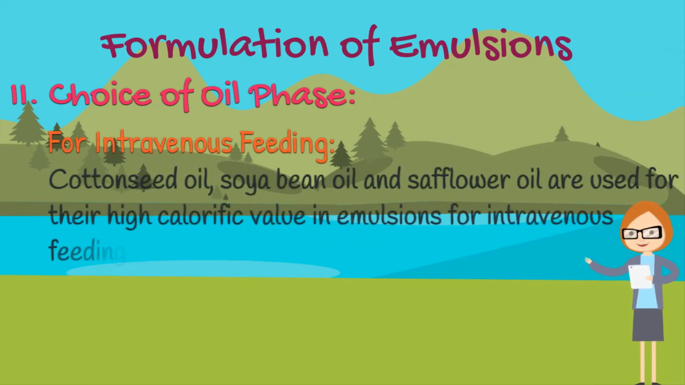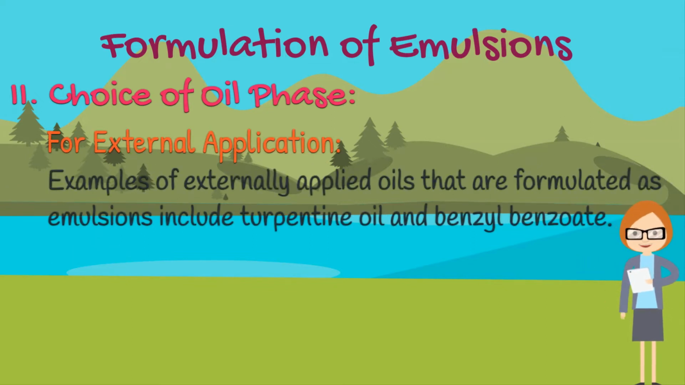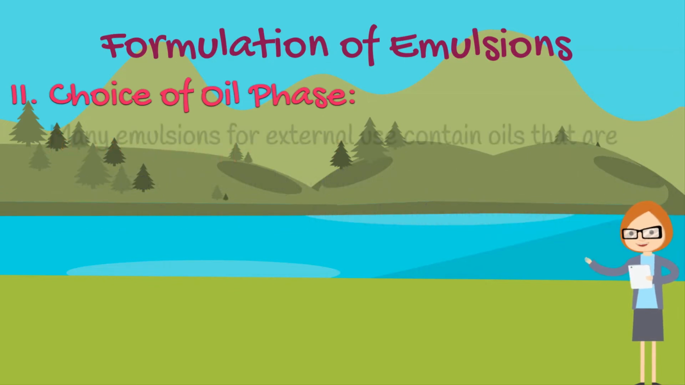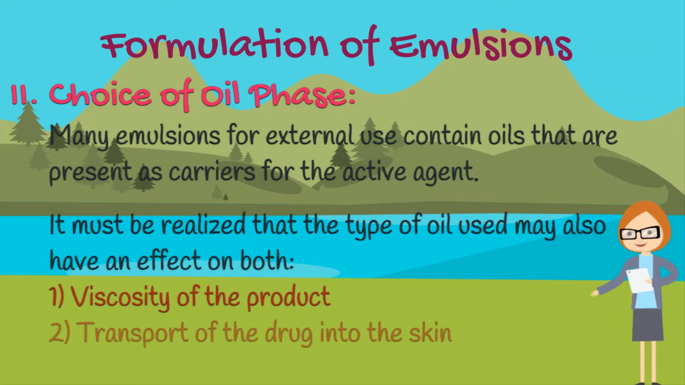Cottonseed oil, soybean oil, and safflower oil are used for their high calorific value in emulsions for intravenous feeding. Examples of externally applied oils that are formulated as emulsions include turpentine oil and benzyl benzoate. Many emulsions for external use contain oils that are present as carriers for the active agent. It must be realized that the type of oil used may also have an effect on both the viscosity of the product and the transport of the drug into the skin.